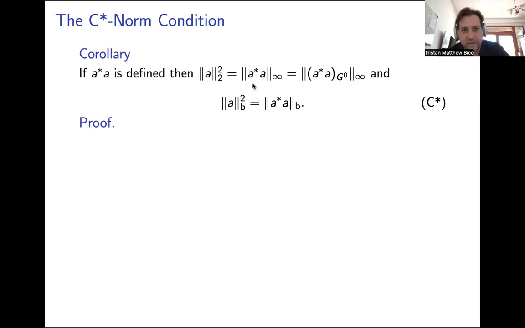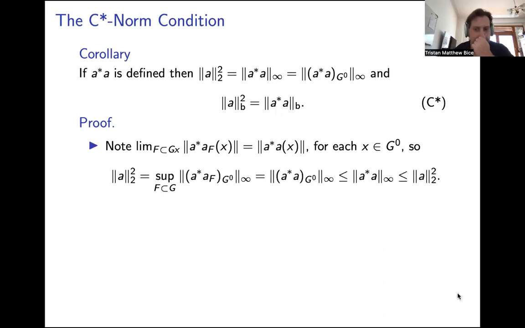The only issue is that if we were to restrict this A here to some finite subset and take the supremum, then by definition, that would be equal to the 2 norm of A squared. But the point is that if A star A is defined, then you don't need to take the supremum over finite restrictions. You can just look at the actual infinity norm of that product, or alternatively, that product restricted to the unit space. Doesn't matter. So this should be true, and then using that, this should give us this C star norm equality.